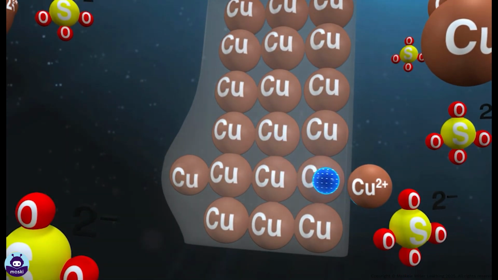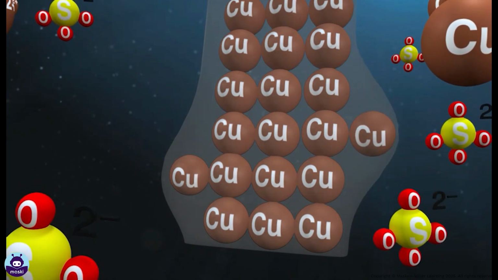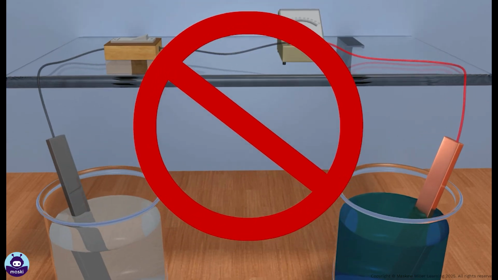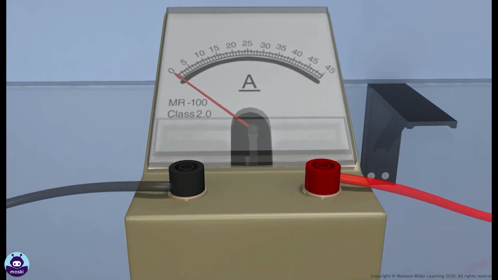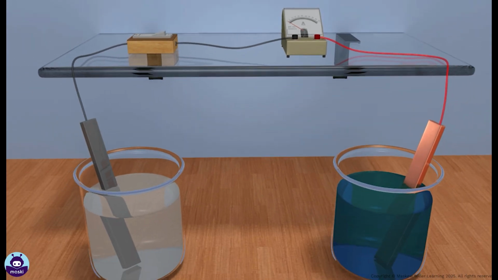This would be a spontaneous chemical reaction. However, this does not happen. No current flows through the wire, as shown by the ammeter. The reason is that we haven't completed the circuit. The flow of current requires electrons or other charge carriers, such as ions, to flow in a closed circuit.